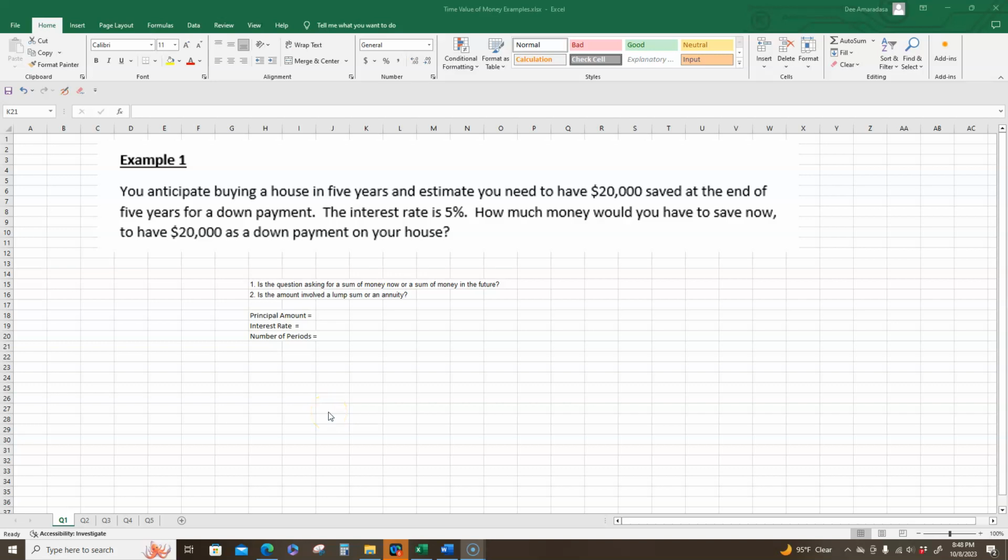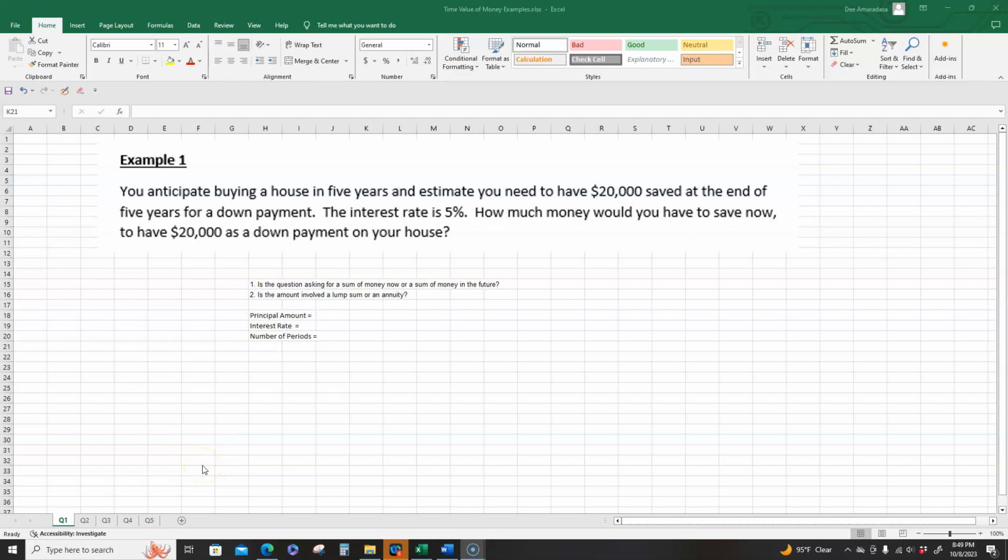In this video, we're going to be looking at some present value and future value calculations. Pause the video and read this example, and we'll continue from there. It says, you anticipate buying a house in 5 years and estimate you need to have $20,000 saved at the end of 5 years for a down payment. The interest rate is 5%. How much money do you have to save now to have $20,000 as a down payment for your house?